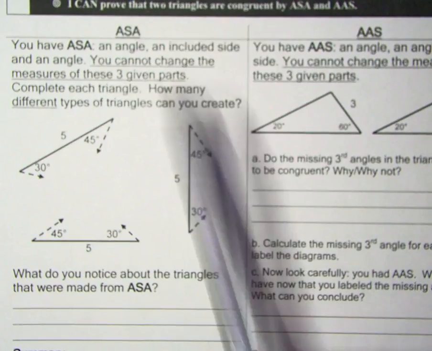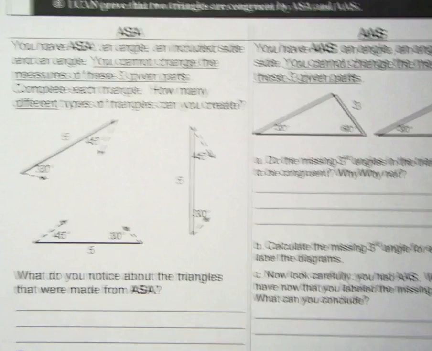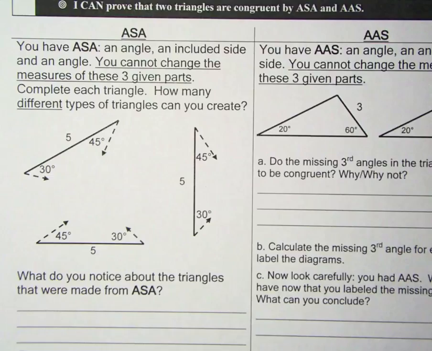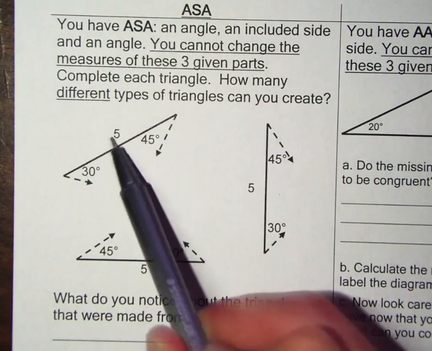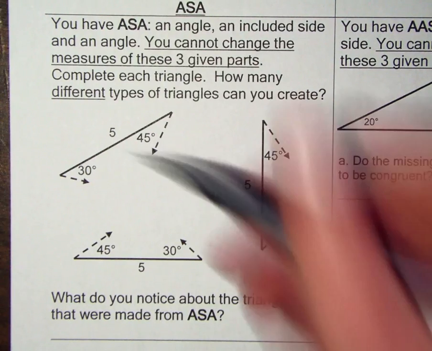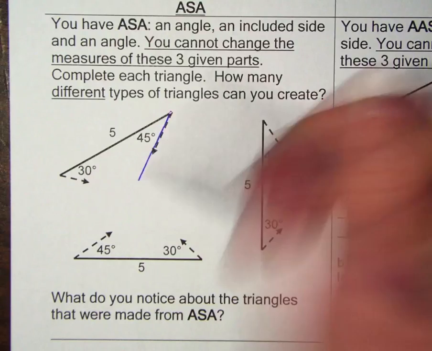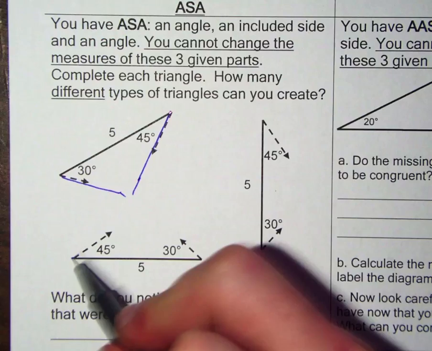I can prove that two triangles are congruent by angle, side, angle, and angle, angle, side. Let's take a look at angle, side, angle first. Now we're not allowed to change either of these angles or that side. And if you look at these three examples, through inductive reasoning, I can see if I can't change these angles, all I can do is extend these sides. They have to meet the same way.